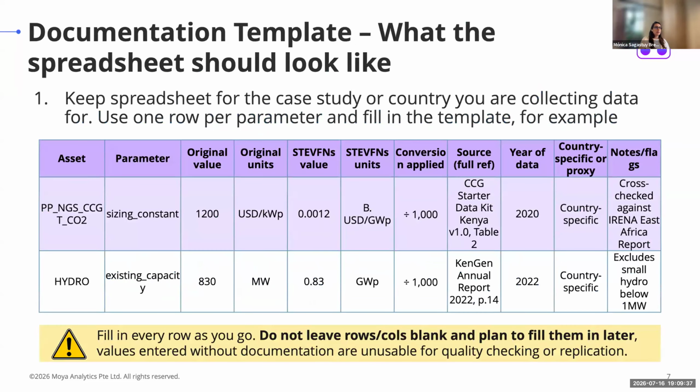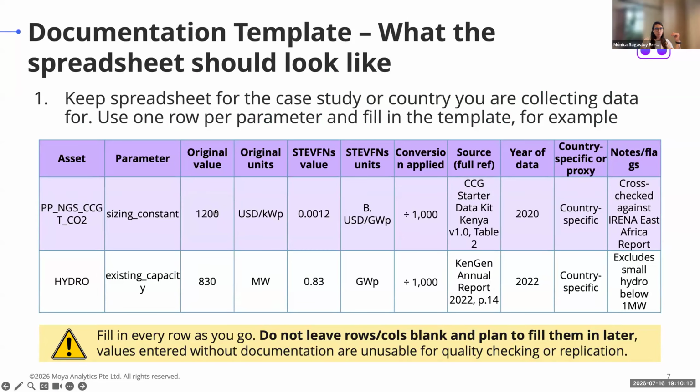Okay, so this is an example of what the template that we're going to send is going to look like. We have these basic columns for this specific data collection exercise. There can be more notes added depending on the focus of your data collection. For example, to the left we have the asset. In this case, a power plant: natural gas, a combined cycle gas turbine that emits CO2. And we're going to be collecting the parameter, the sizing constant.